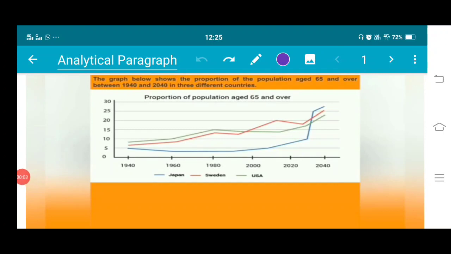Hello students, today in this video we are going to do the analysis of the line graph. As you know, in our last videos we have discussed the analytical paragraph and its aspects. So the first aspect of the analytical paragraph which we are going to do today is the line graph.